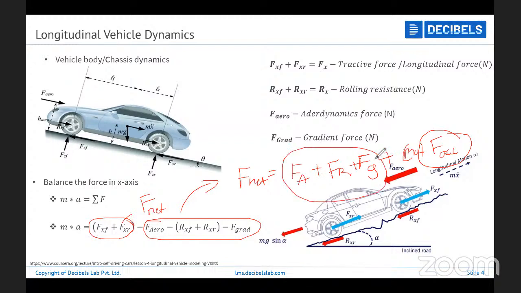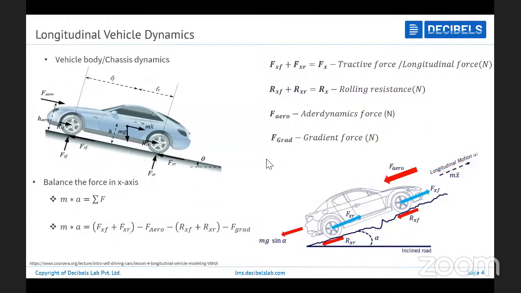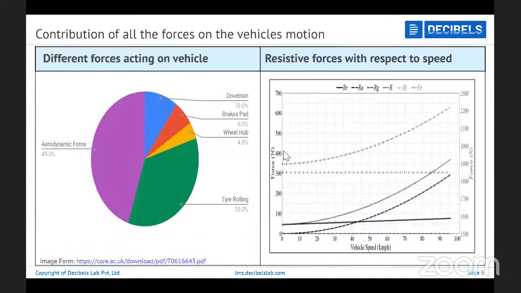Here, these are with respect to the resistive forces, where this will be your traction force related term. So we'll discuss how we can add this up and go for the final, getting to the total tractive force. Now we got to know what the forces acting on the vehicle are. We'll try to look into some deeper concepts.